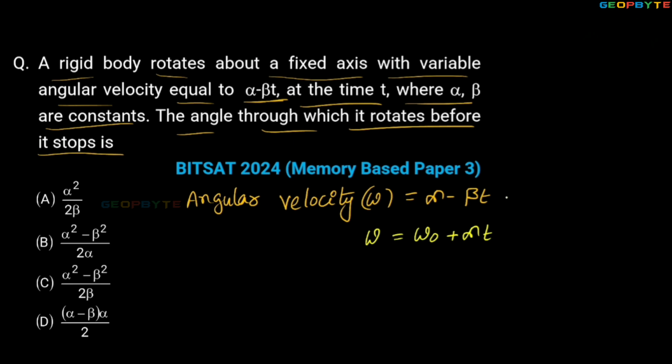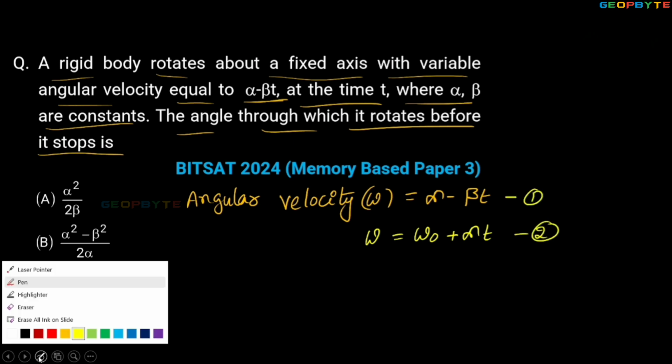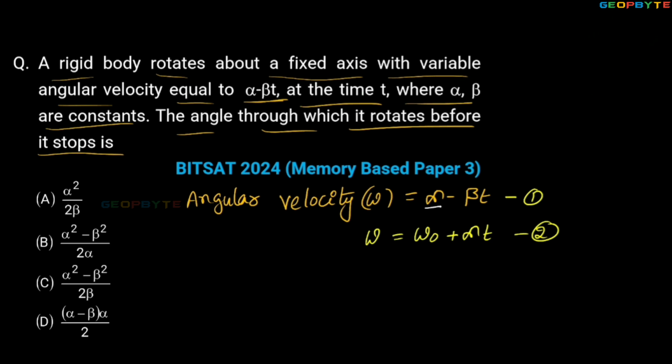Now compare these two equations. This is the one, this is the two. Then I can say that this omega naught must be equal to alpha, and this alpha equals minus beta.